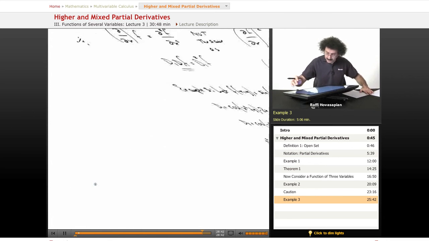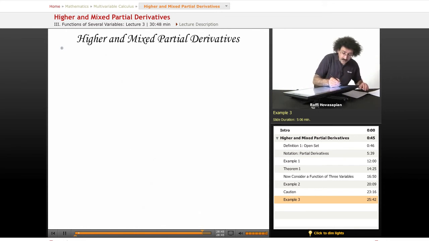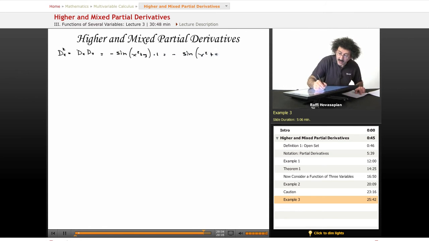Okay. Now let's go ahead and do d2 squared, which is d2 of d2. When we do that, we end up with minus sine of x squared plus y times 1, so it equals minus sine of x squared plus y. And I hope you guys are checking this.